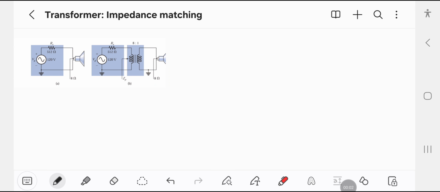Hello guys, today we are going to discuss impedance matching and how the transformer can be used for impedance matching. A transformer can be particularly useful when we are trying to ensure maximum power transfer from the source to the load. Maximum power is transferred to the load when the load impedance is matched to the internal resistance.